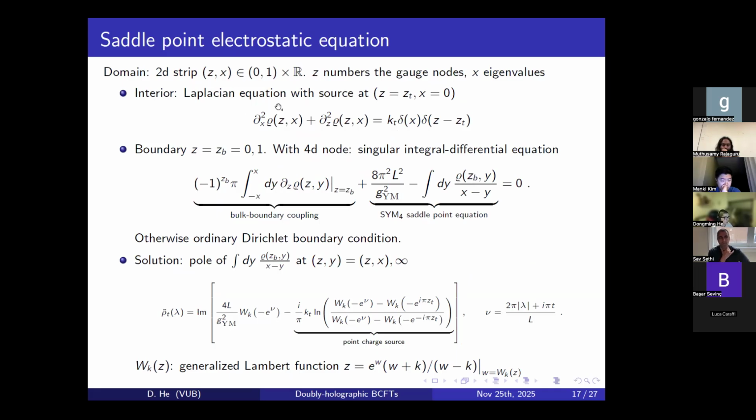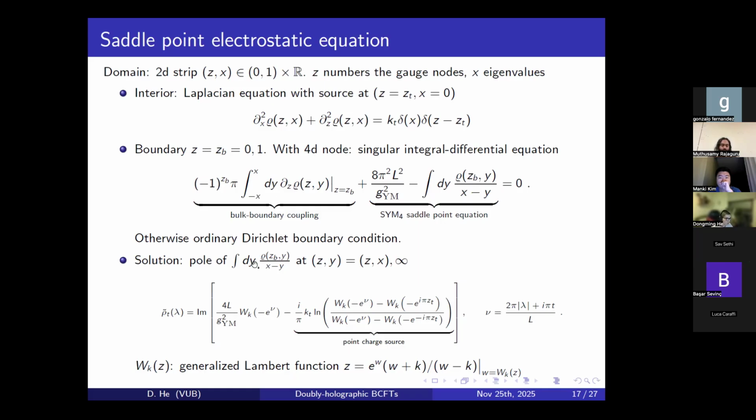So this is a two-dimensional problem. In the interior of the strip, we have the normal Laplace equation with the source given by the D5 branes, the hypermultiplets. And on the boundary, there are two situations. If there is no 4D node, it's a normal Dirichlet boundary condition. And if we have some 4D node, we have a singular integral differential equation. The second term is the normal saddle point equation for super Yang-Mills, whose solution is the famous Wigner semicircle. And the first term encodes the bulk to boundary coupling, which makes the equation hard to solve.